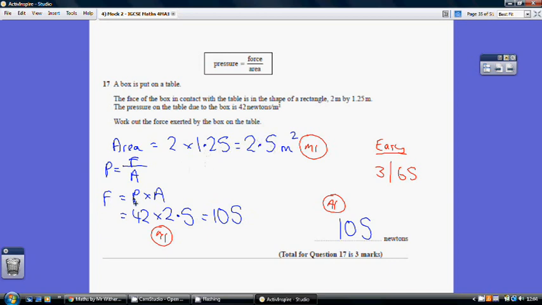So back to force equaling pressure times area. Our pressure is 42 times our area, which is 2.5. 42 times 2.5 gives us a force of 105 newtons.